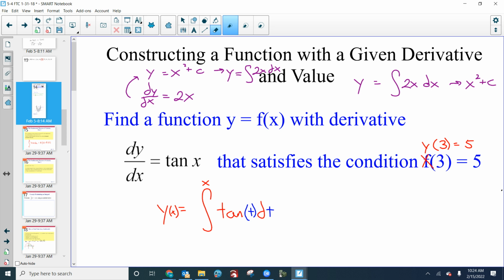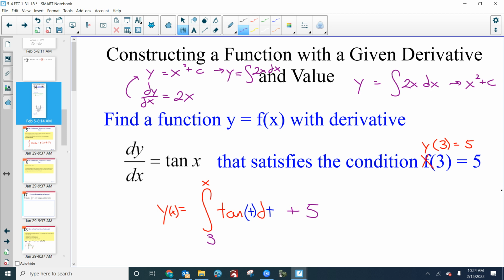Cool, with a C. 3. Now Cole, with a C. What's y of 3 right now? 0. Y of 3 is the integral from 3 to 3. Oh, okay. 0. What do I want it to be? I want y of 3 to be 5. Got it. That's dirty. Tricky. Do you see what I did?